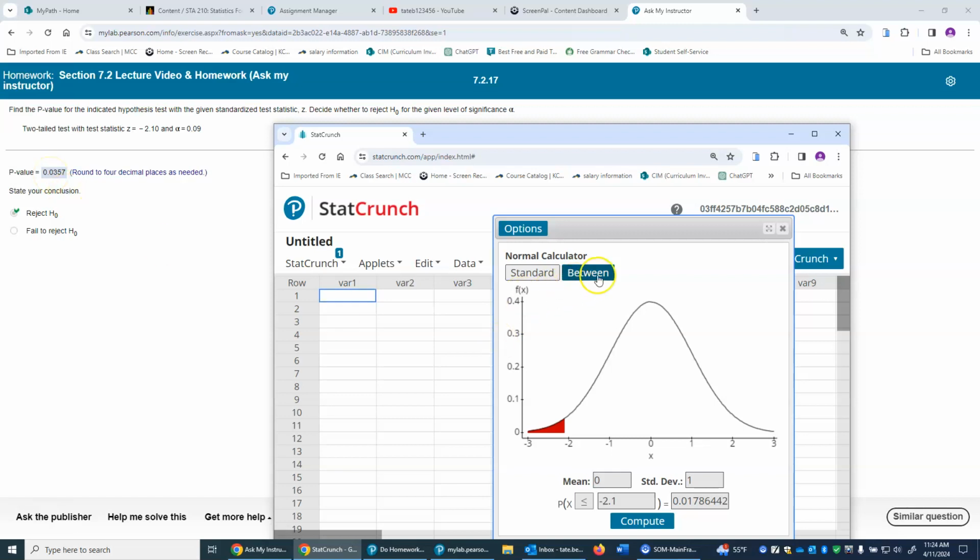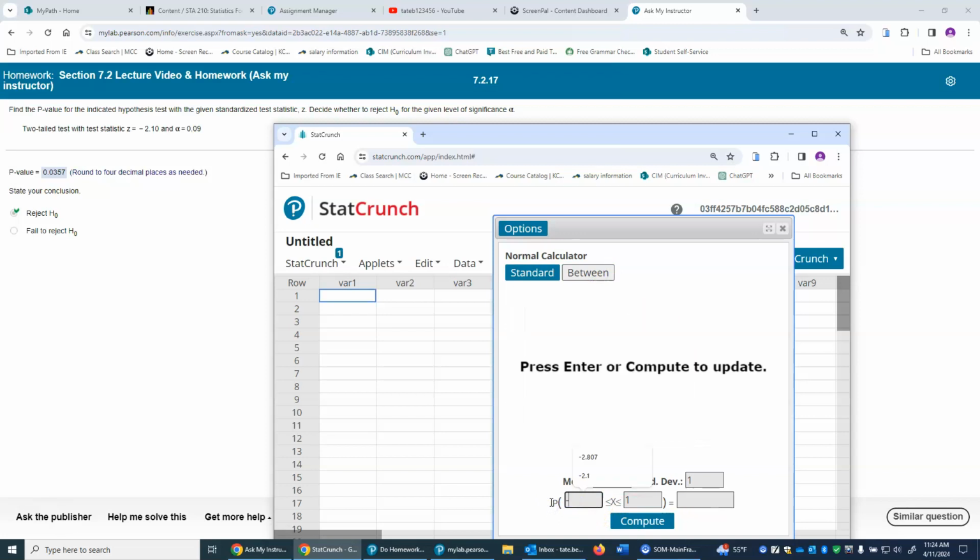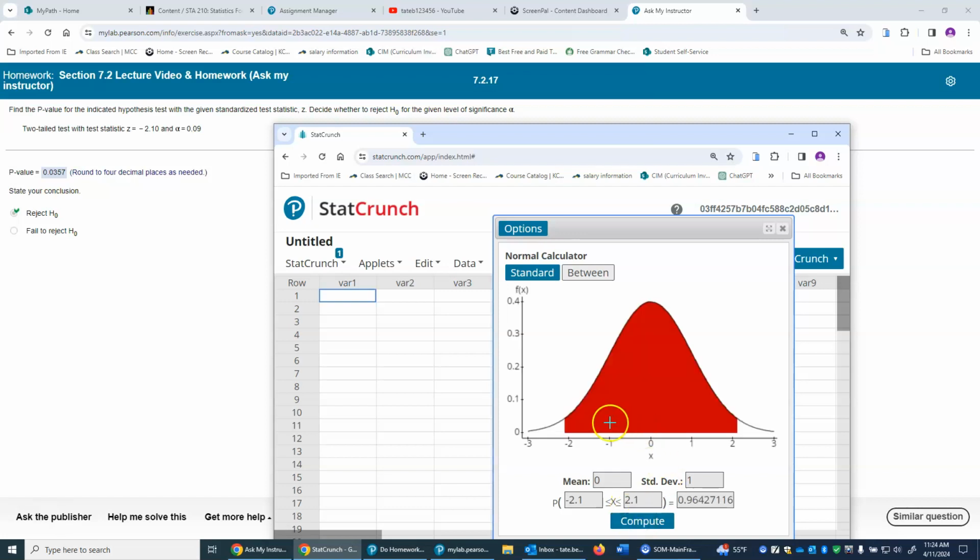Second way you could do this is click between and then put the minus 2.1 here, and it is two-tailed, so we put positive 2.1 here, compute, and it gives us the area in red, which is 0.9642, etc. What you actually need is the area in the tails, and so you go 1 minus that area, and you get this number up here.